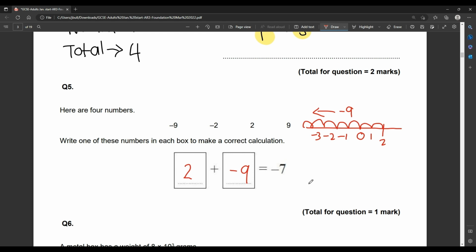The other option is we could start at minus 9 and then add 2 and we'll get minus 7. Okay, so we could write it the other way around.